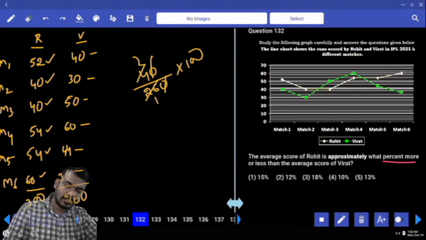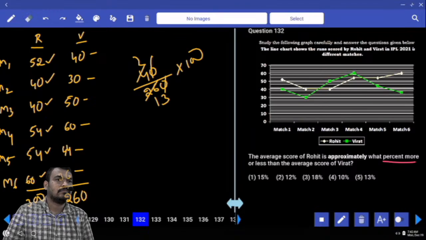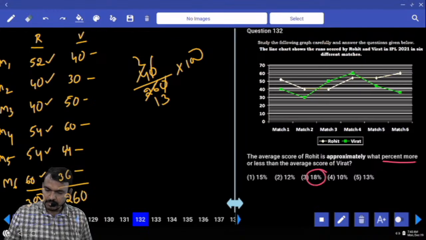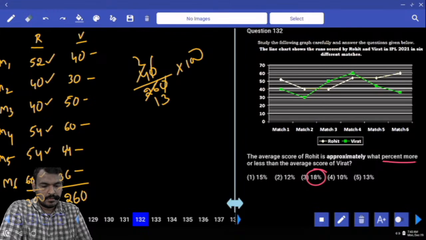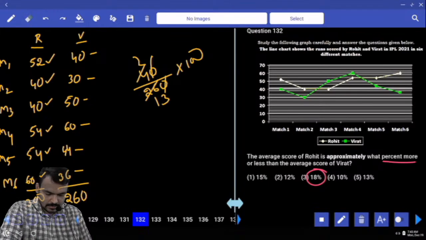2 by 13. Nothing but 200 by 13 or not? Okay. Less than 20 times or not? But more than 15 times or not? Answer 18 or not? 200 by 13, more than 15 times but less than 20 times.